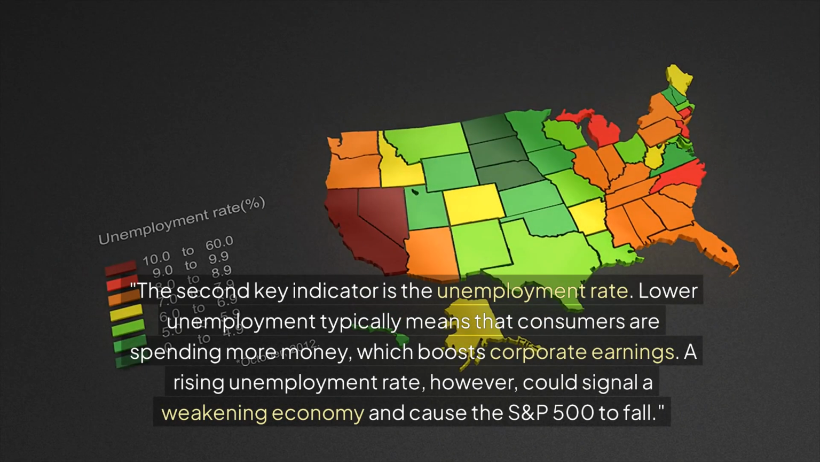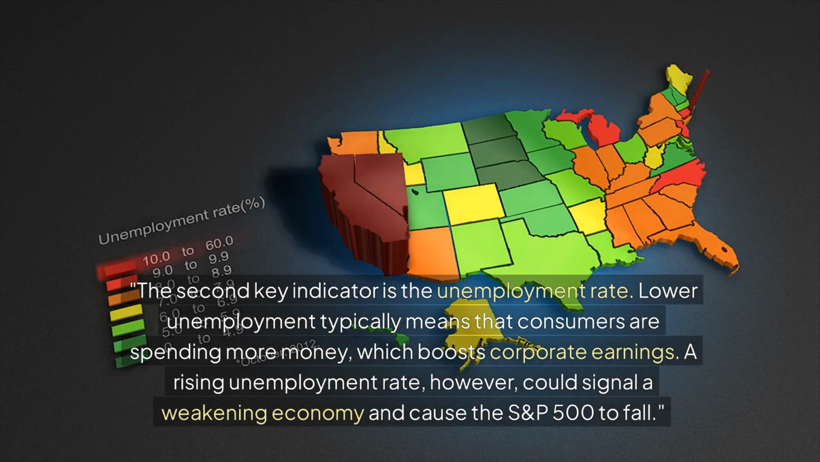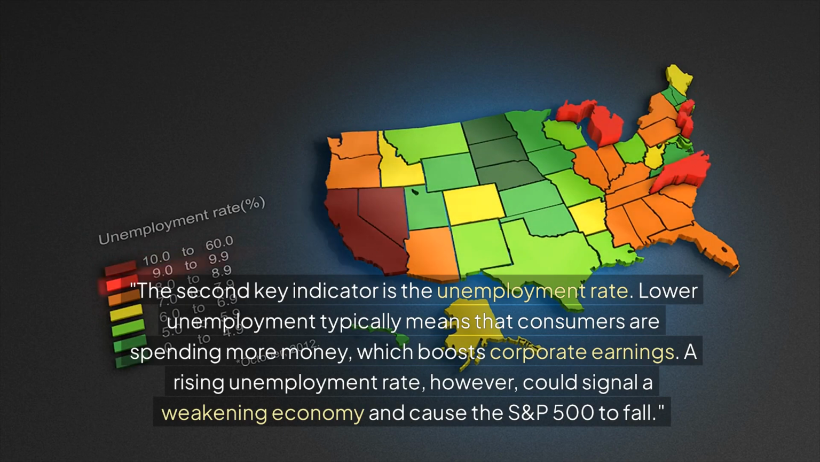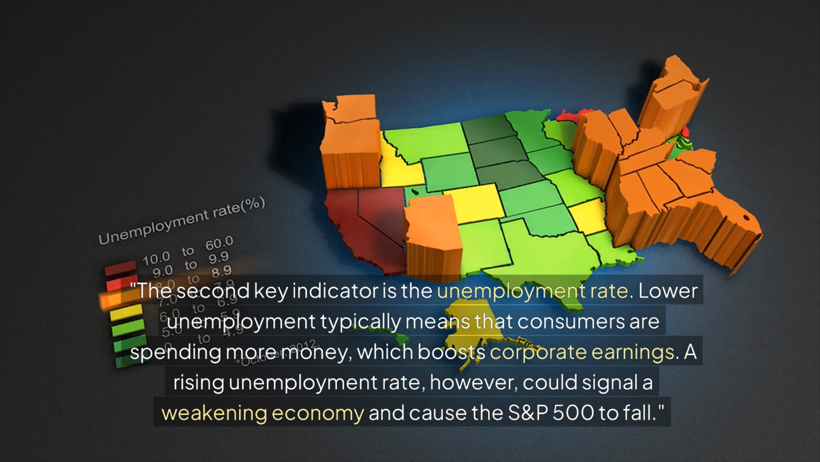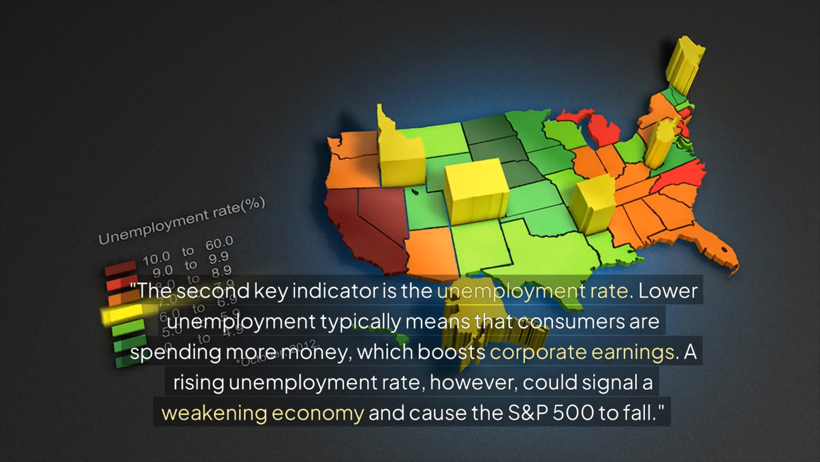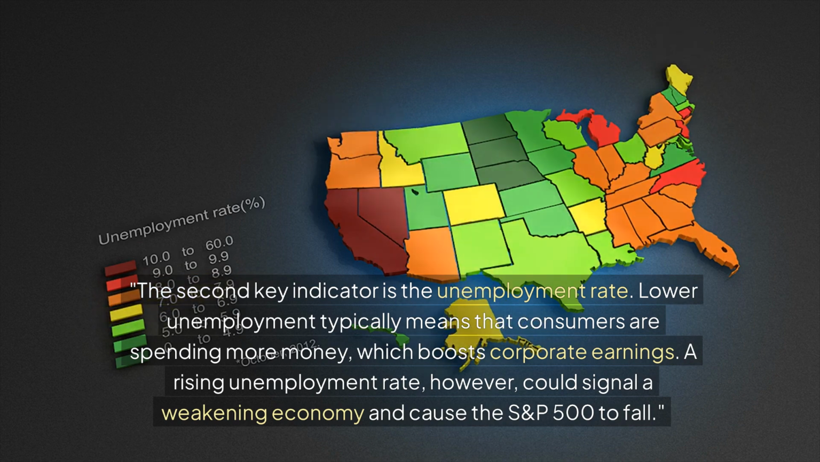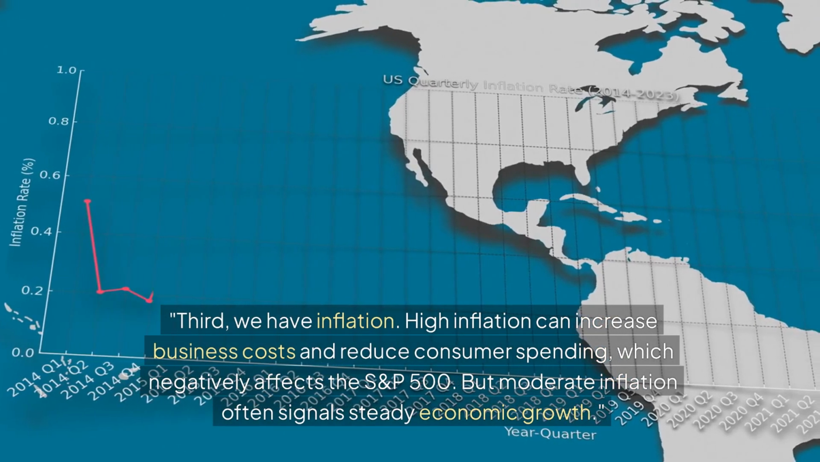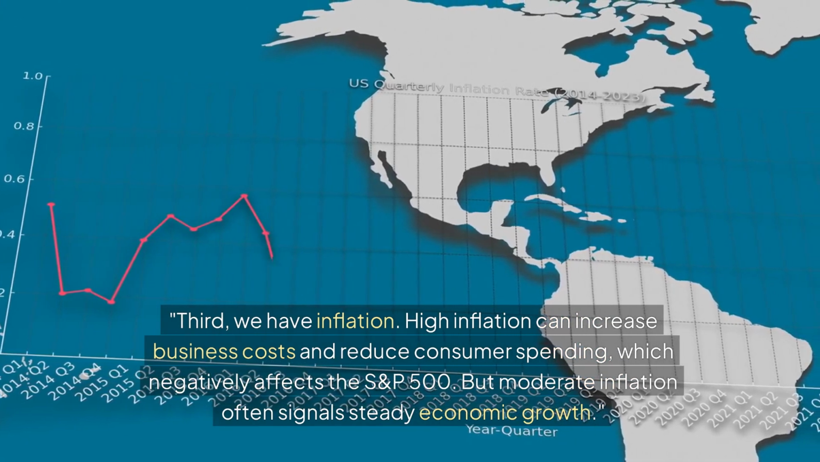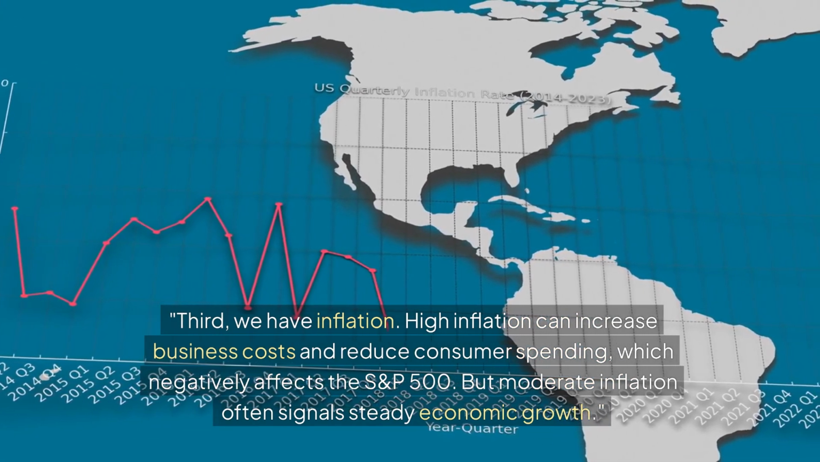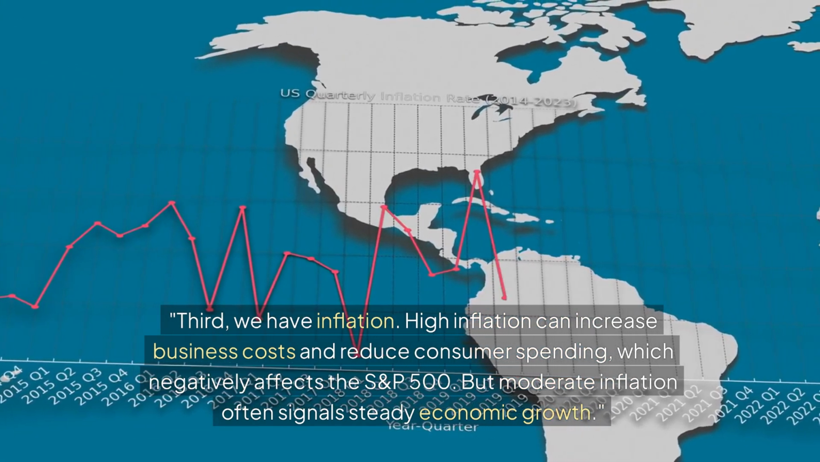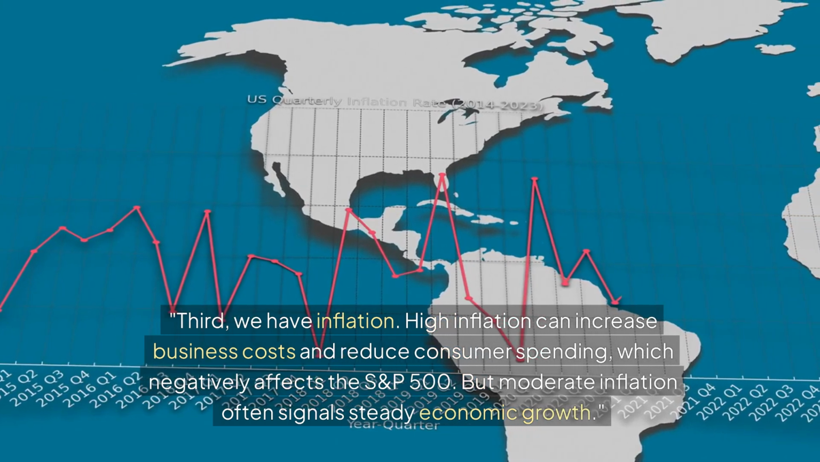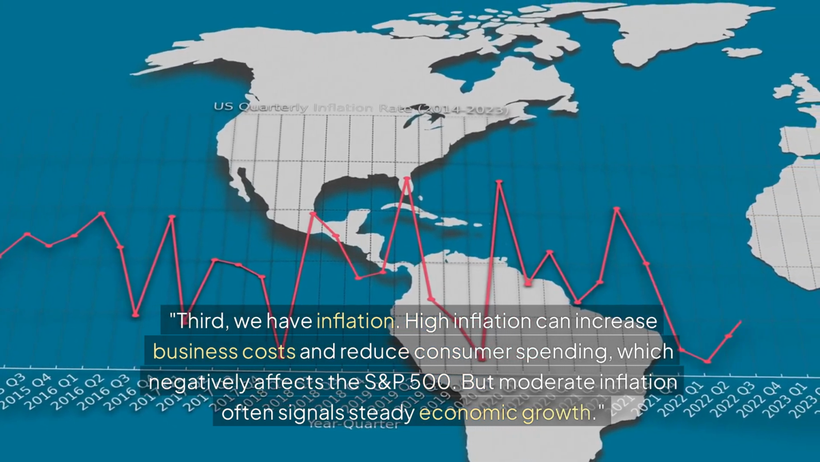The second key indicator is the unemployment rate. Lower unemployment typically means that consumers are spending more money, which boosts corporate earnings. A rising unemployment rate, however, could signal a weakening economy and cause the S&P 500 to fall. Third, we have inflation. High inflation can increase business costs and reduce consumer spending, which negatively affects the S&P 500. But moderate inflation often signals steady economic growth.